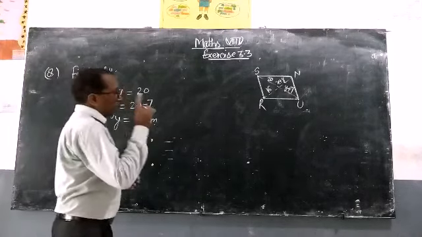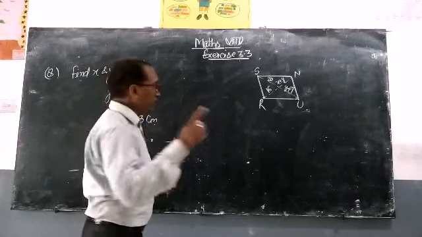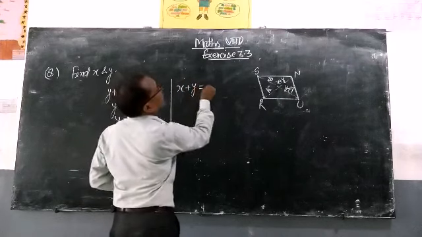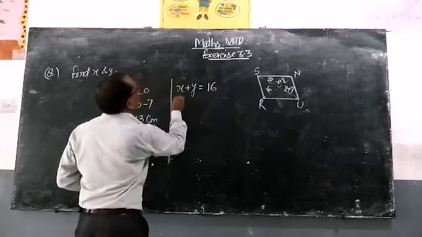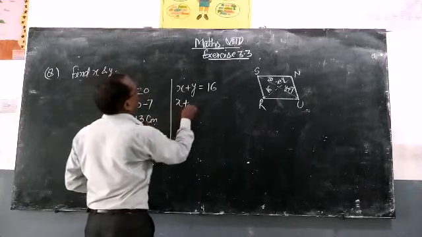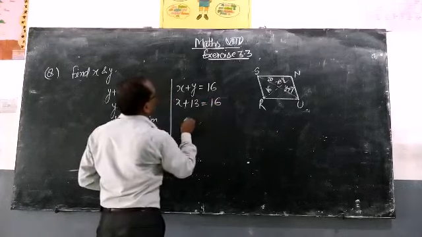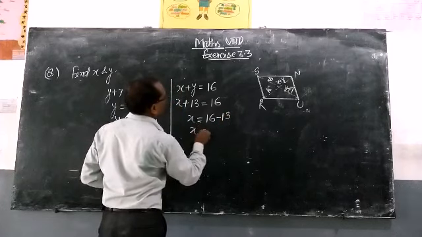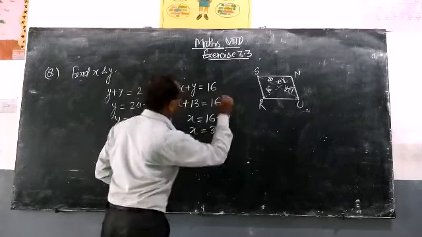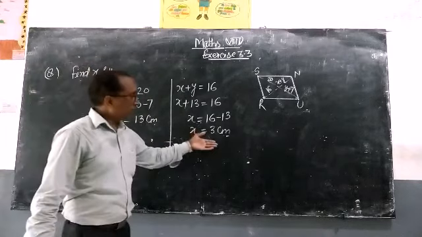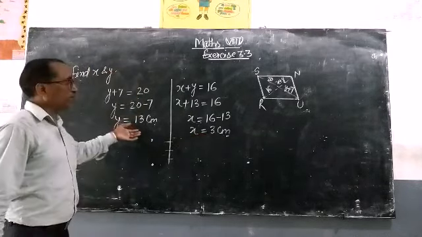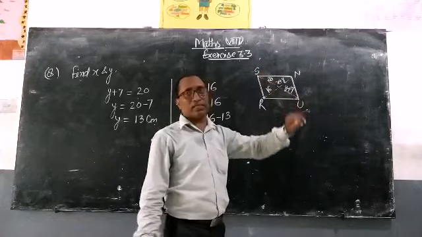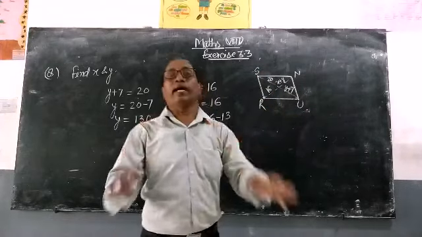Then if you want to find the value of x, you write x plus y is equal to 16. So x plus y, with y value 13, is equal to 16. Then x is equal to 16 minus 13. x is equal to 3 centimeters. This means x is equal to 3 centimeters and y is equal to 13 centimeters. When you put these values in this equation, you get that they are satisfied.